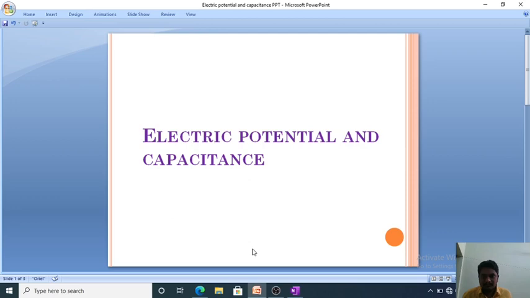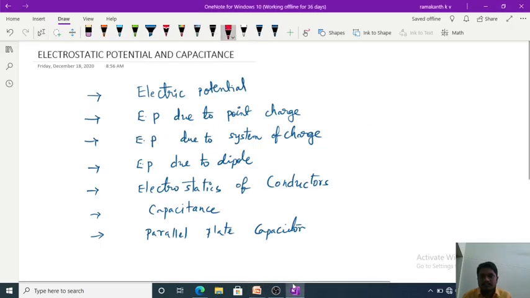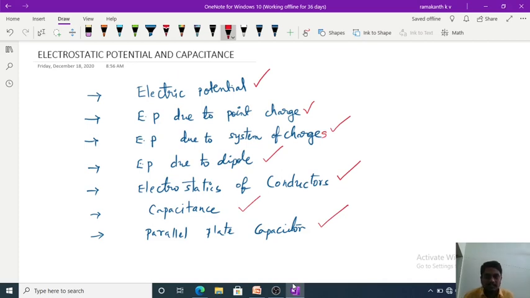So today I'll start the next chapter, that is electric potential and capacitance. In this chapter, we are going to discuss what is electric potential and electric potential due to a point charge, electric potential due to a system of charges, and electric potential due to a dipole, and electrostatics of conductors, what is capacitance and what is its function, and parallel plate capacitors. So these are the topics mainly we are going to focus on in this chapter.